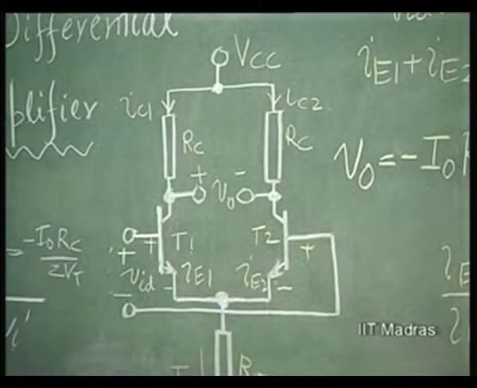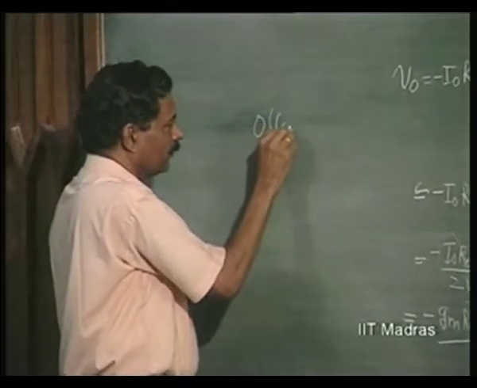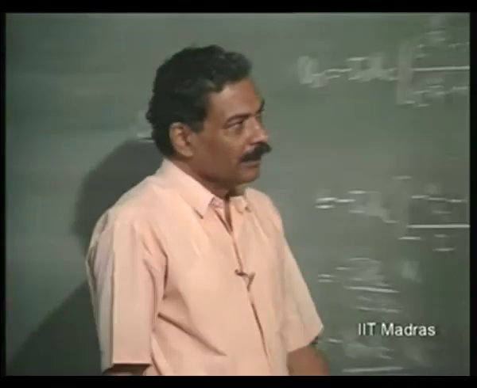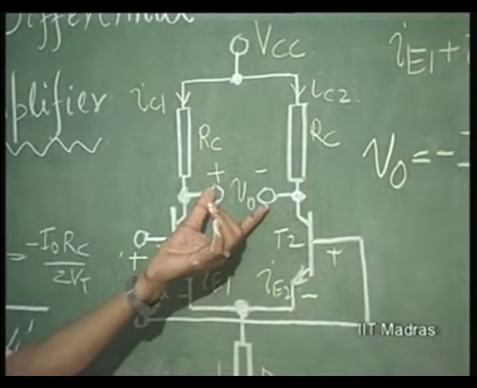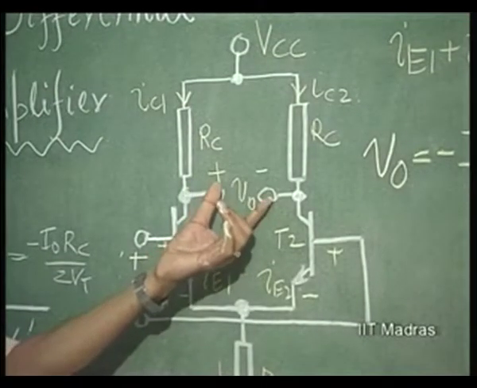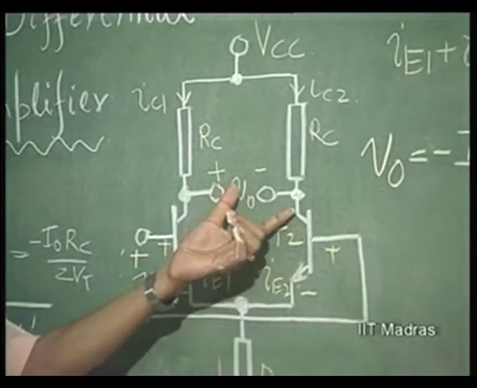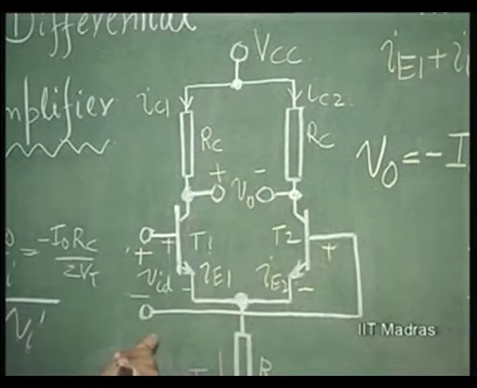Now, I would like you to understand something about the offset now. What is the offset? Output offset is that voltage that appears at the output when the input is 0. So, we have what is called output offset.